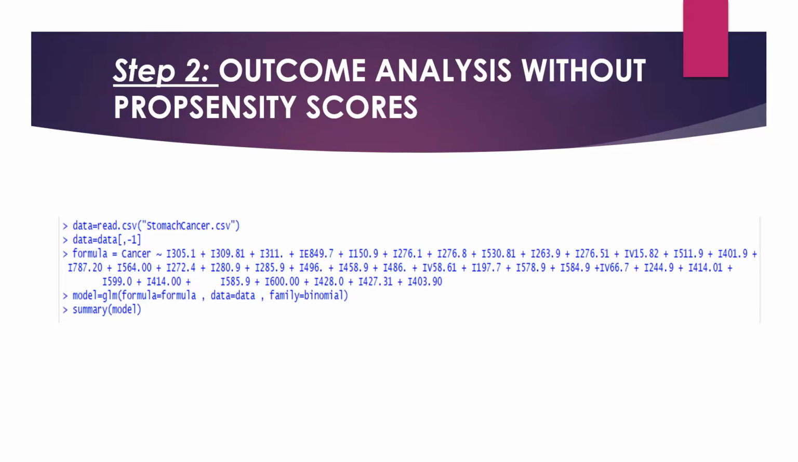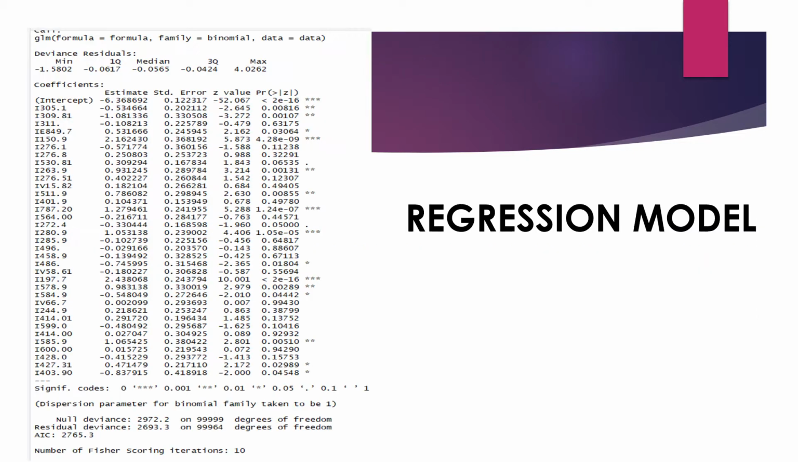Now use the model code to build your model. The model code reads glm, parenthesis, formula equals formula, which is the variable you created, and data equals data, and family equals binomial. Once you get the summary of the model, this is the result you get using that code. You see that there are a bunch of predictor variables, but let's not conclude yet.